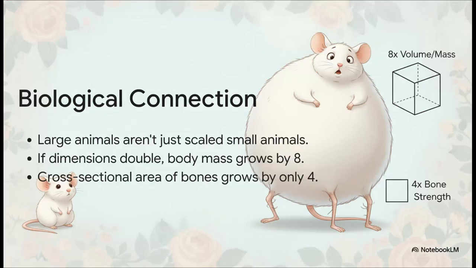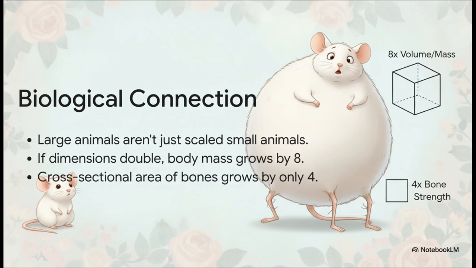And this explosive scaling math actually grounds itself in biology. It literally explains why large animals cannot simply be scaled-up versions of small animals. Think about it. If you took a tiny mouse and magically doubled all its dimensions with a scale factor of 2, its volume, and therefore its body mass, would multiply by 8. But the cross-sectional area of its legs, the actual bones supporting all that weight, only grow in 2 dimensions, meaning they only multiply by 4.